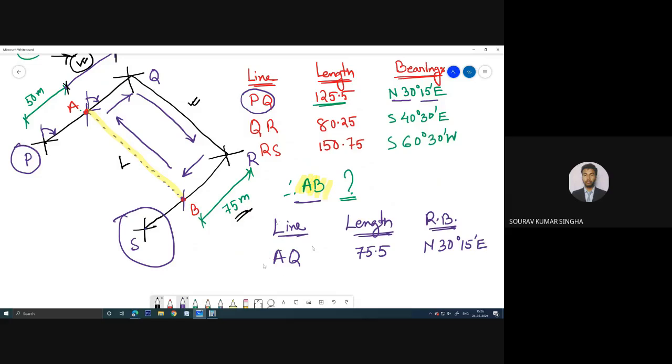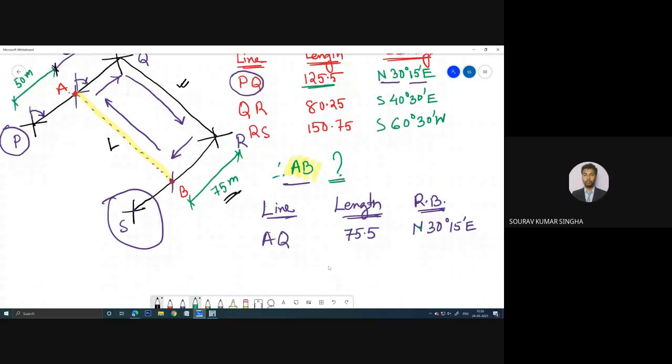Is that clear? Is there any doubt with this line? Up to here, does anyone have any doubt? No, sir. Okay. Now tell me the second line and all the values. What will the second line be? QR. Now what will be the length of this?